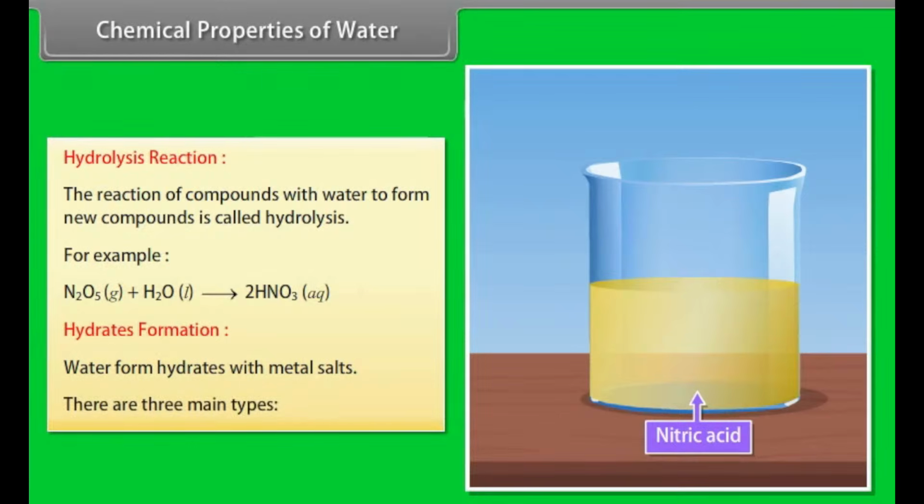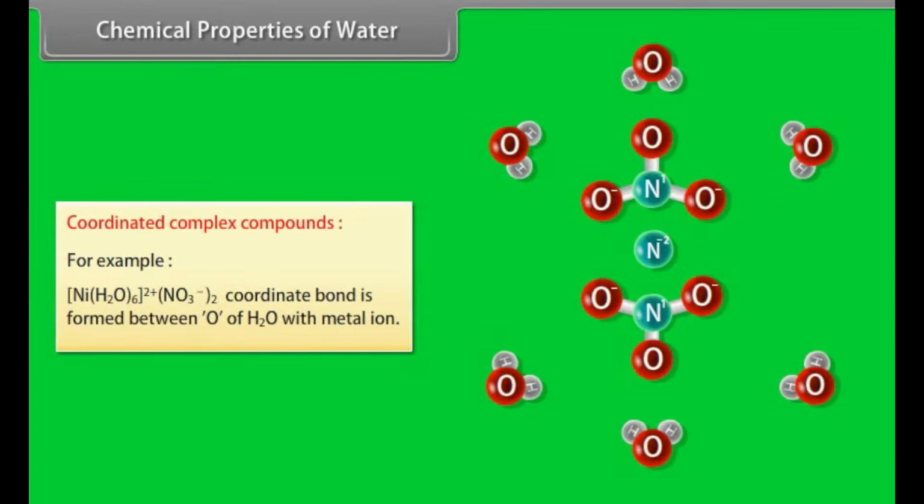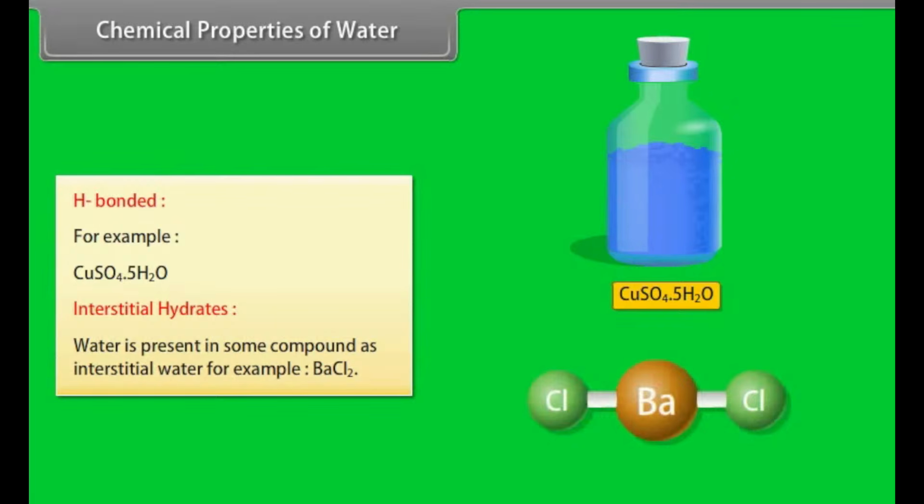There are 3 main types. Coordinated complex compounds. For example, nickel(II) nitrate hexahydrate. A coordinate bond is formed between O of H2O and the metal ion. H bonded. For example, copper sulfate pentahydrate. Interstitial hydrates. Water is present in some compounds as interstitial water. For example, BaCl2.